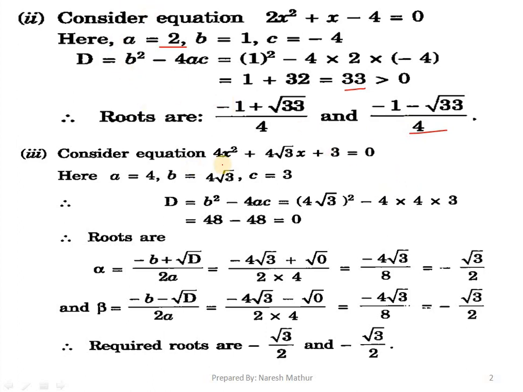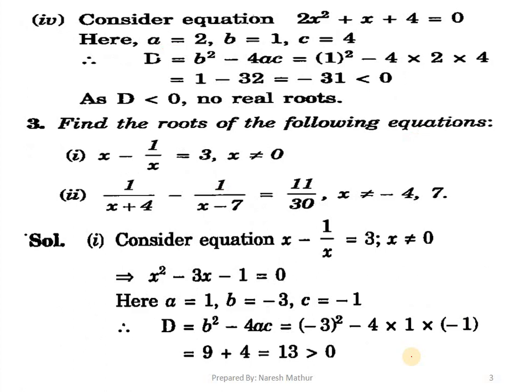In the next equation, 4x square plus 4 root 3 x plus 3, a equals 4, b equals 4 root 3, c is 3. Now here we are getting the value of d equals 0. Still we say that yes, roots are possible. If the discriminant is 0, then the square root of 0 is 0. So whether we add or subtract, it doesn't make any difference. So we have the same roots, that is minus 4 root 3 by 8, that is minus root 3 by 2, and minus root 3 by 2.